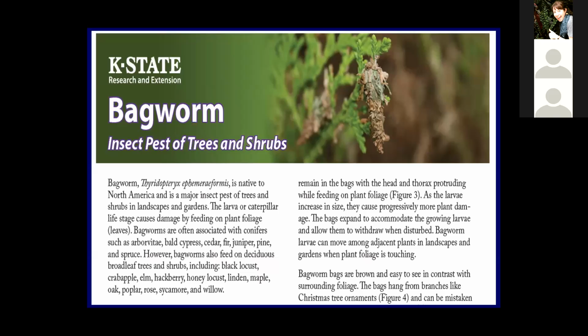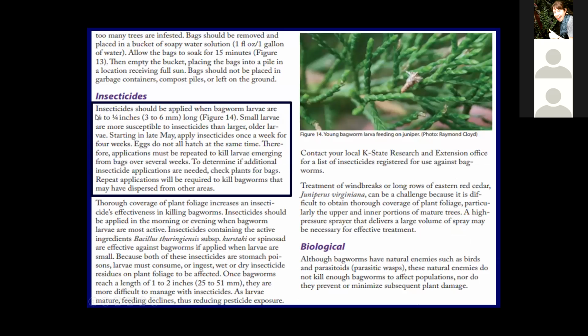So I did develop a bagworm extension publication 2 years ago. And basically, if you read this, and you can download it or get it from the KSRE bookstore, this is what I say. Insecticides should be applied when bagworm larvae are 1/8 to 1/4 inches long. Small larvae are more susceptible than larger, older larvae. Starting in late May, now that'll vary depending on temperature, apply insecticides once a week for 4 weeks.